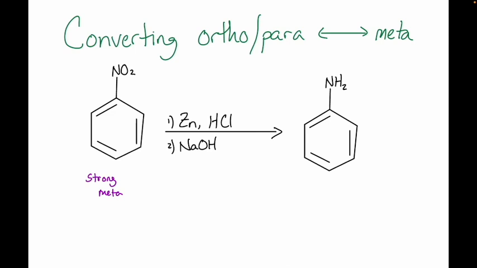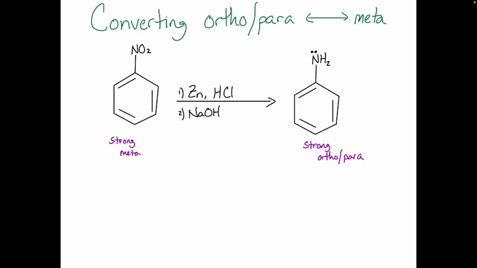And what about aniline with its nitrogen lone pair? That would be ortho-para, and in fact this is a strong ortho-para director. All right, so if we do this conversion here, we'll convert one of our strong meta-directors into one of our strong ortho-para directors. Okay, the next one.